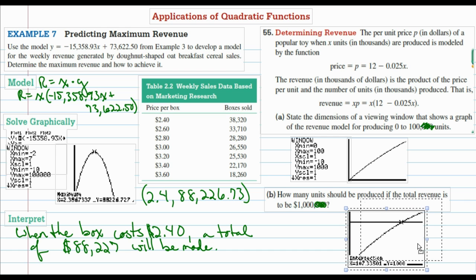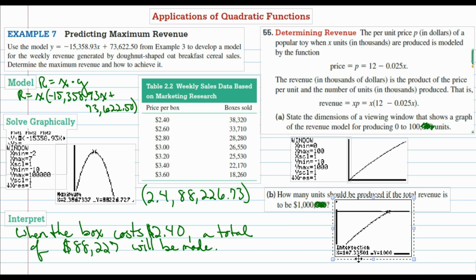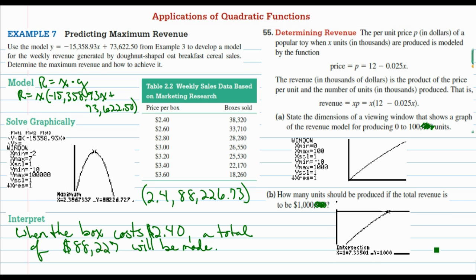I got the intersection is 107.34, comma 1,000. So this is 107,000 units because this is in thousands of units. So 107,000 units will produce $1 million.